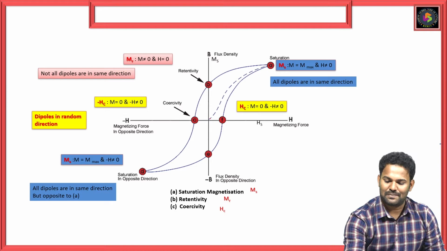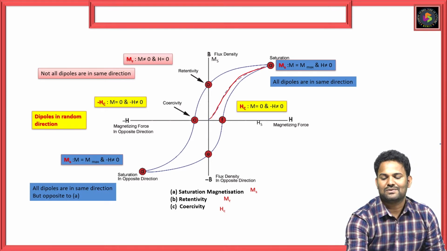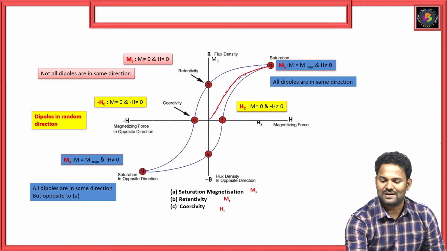Initially we are applying the magnetic field, so it reaches its maximum point with respect to the field. That point is known as saturation magnetization. After removing the magnetic field, there is still some magnetization value present. This lagging behind of some magnetization value is what we call retentivity.